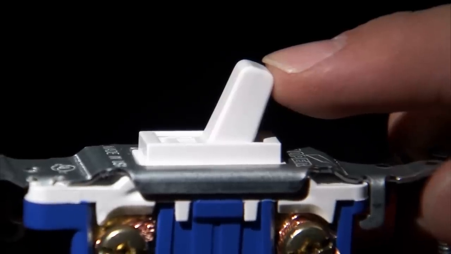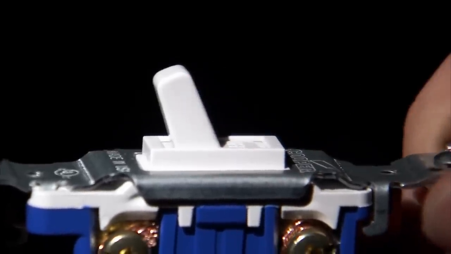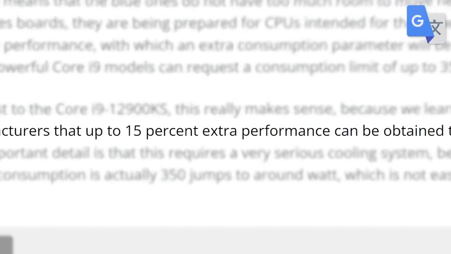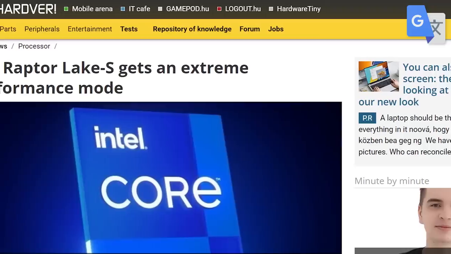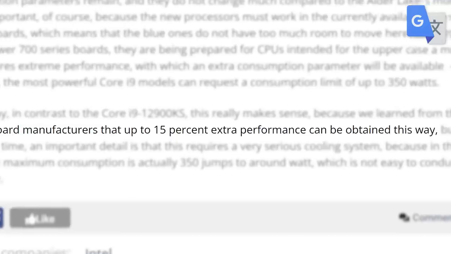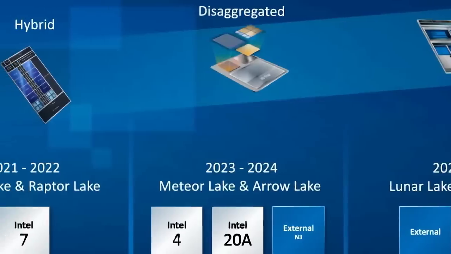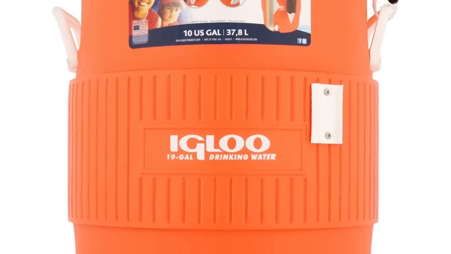Basically, there's going to be an option to enable 350 watt mode, though it will require a "serious cooling system." According to the report, the feature adds a performance increase of 15%, so it's not huge, but if you're wanting to get the most out of your next-gen CPU, that would be the way to do it. At the end of the day, while Intel's next-gen is set to be extremely powerful, you're gonna likely need an amazing cooler and PSU.